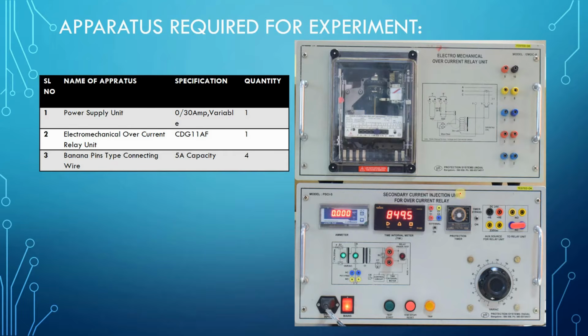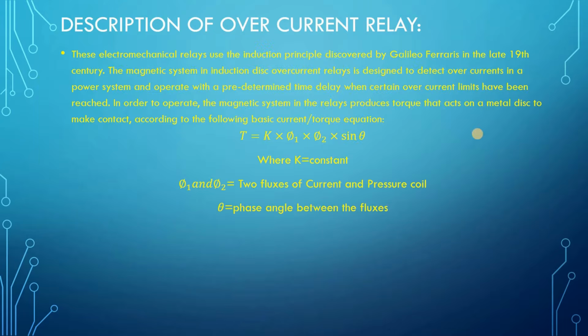As you can see here, this is the whole setup. The top unit is the overcurrent relay unit and the bottom unit is the current injection unit. The top unit, this black square, is the electromechanical relay, and the whole unit has the relay and some terminals. Similarly, the bottom unit has the power supply or current injection unit, which is designed to give current to the relay or any other device. This is like a current source.